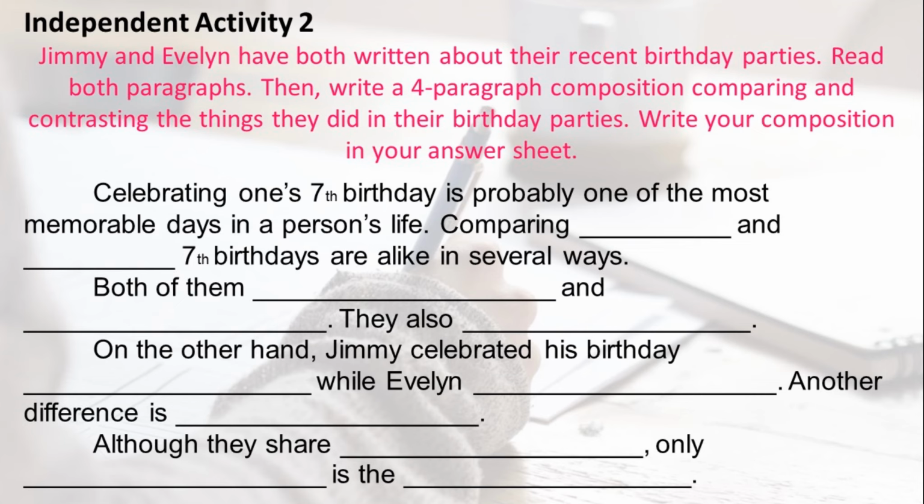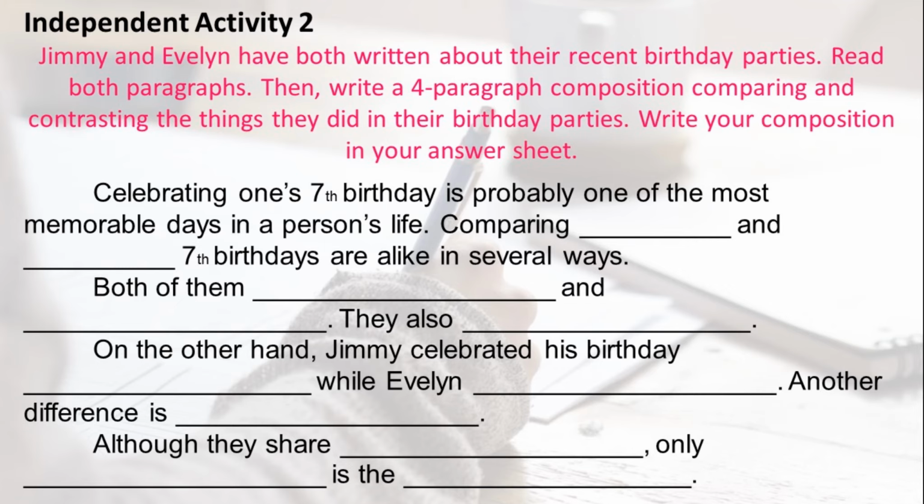Independent Activity 2. Jimmy and Evelyn have both written about their recent birthday parties. Read both paragraphs. Then, write a 4-paragraph composition comparing and contrasting the things they did in their birthday parties. Write your composition in your answer sheet.